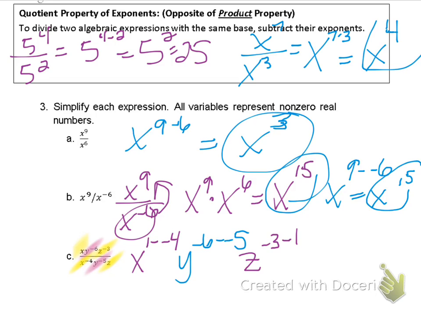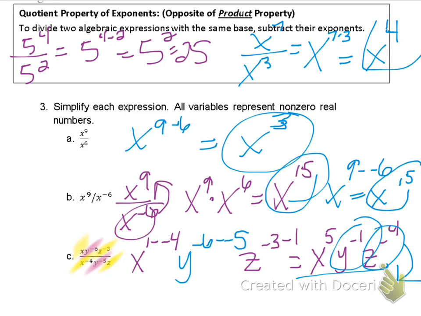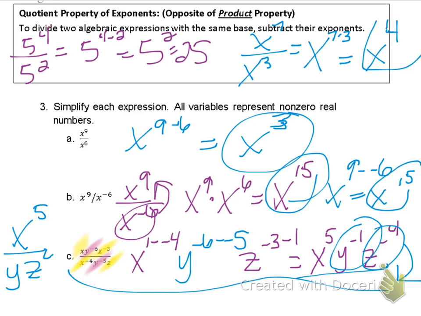So 1 minus negative 4 would be 1 plus 4, which is x to the 5th power. And the y's would be negative 6 plus 5, which is negative 1. And then the z's would be negative 3 minus 1, which is negative 4. And then we need to move these to the bottom of our fraction. So I'm out of room. I'm going to have to write this over here. We'd have x to the 5th power over y to the 1st power, which is just y, and z to the 4th power. So that's our final answer there.